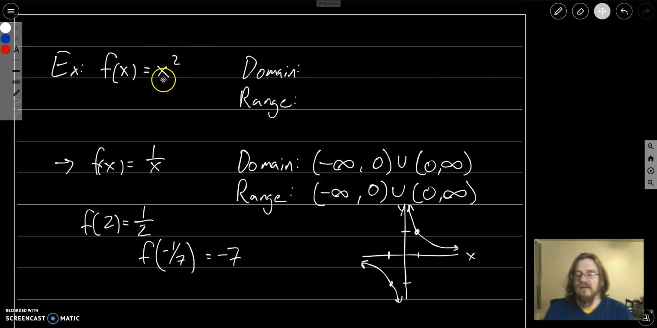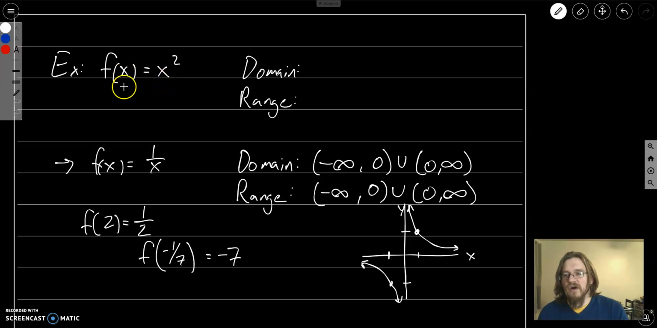Let's come back up here and look at this function. This is maybe a little bit simpler. So all we're going to do is this function, when we plug in a number, we're going to square it. Okay, that's pretty straightforward. So the question is, what is the domain? What are all of the possible numbers I can plug into the function?